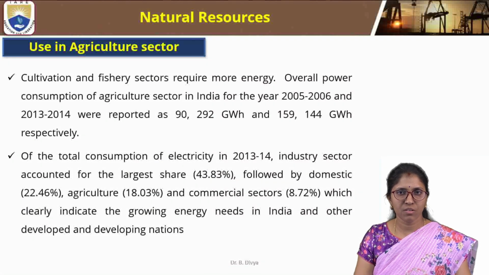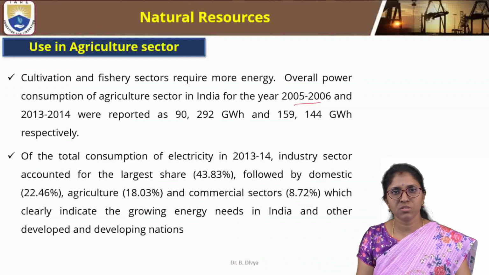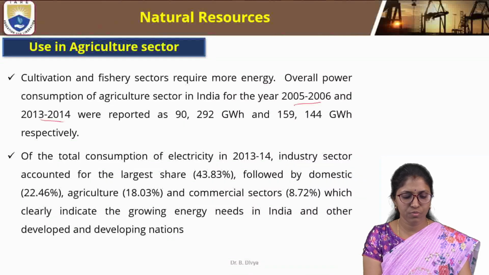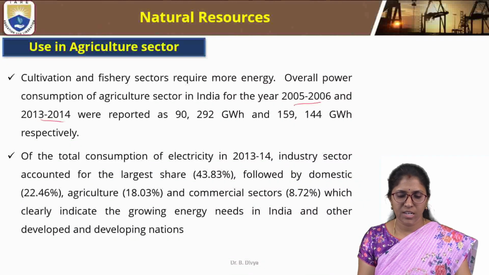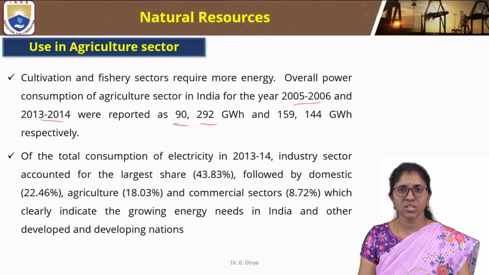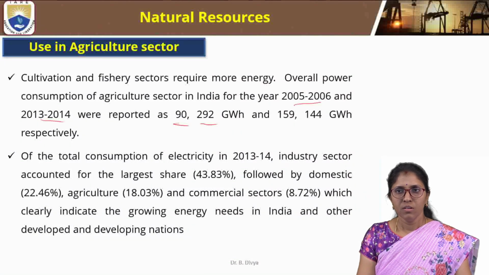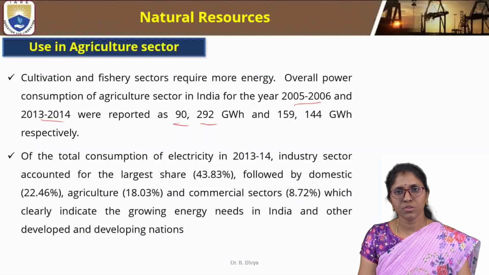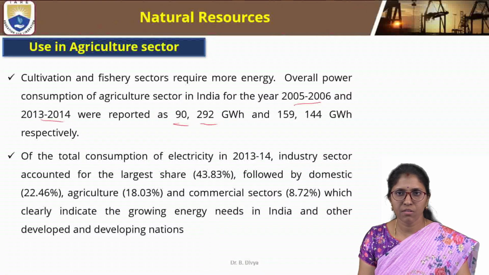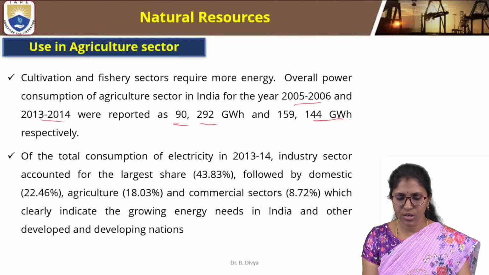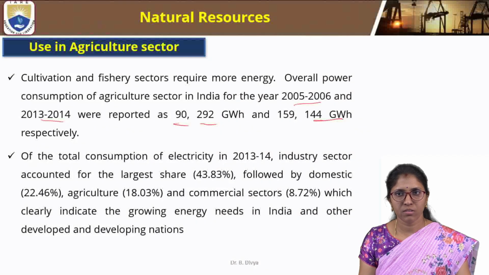Overall power consumption of the agriculture sector in India for the years 2005 to 2006 and 2013 to 2014 were reported as 90,292 gigawatt hour and 159,144 gigawatt hour respectively.